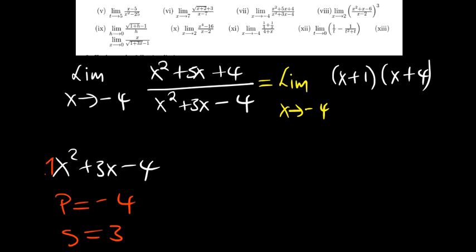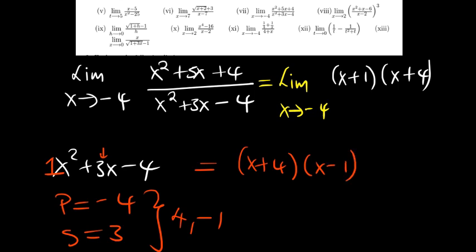So the product, multiply the coefficient of x squared and the constant, and then the sum, get the coefficient of x. So what two numbers can you multiply to give you negative 4? You add them, they give you a positive 3. So obviously that would be a 4 and a negative 1. 4 times negative 1 is negative 4. 4 plus negative 1 is positive 3. So we've got the coefficient of 1, so it's just going to be x plus 4, x minus 1.